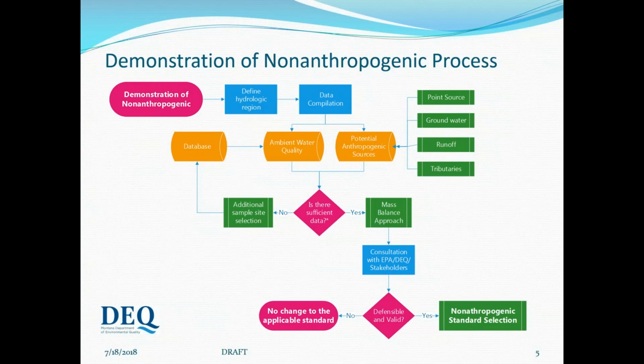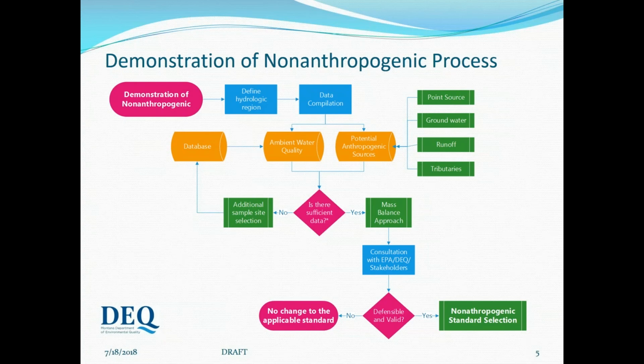Once we define the area that we're going to model, we'll compile all existing data. It's going to be ambient water quality data and any potential anthropogenic sources. The potential anthropogenic source data that we're looking at is point source, so MPDES permits, any other type of point sources that we can compile, groundwater sources, runoff, and tributaries to the Yellowstone River also have an anthropogenic component. And then we look at all the data we compiled and ask the question, is there sufficient data?